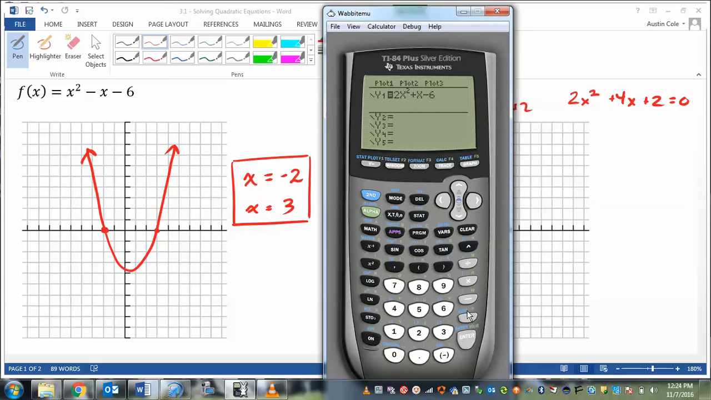plus, same thing here, I'm going to hit second insert and hit 4. Plus 2.